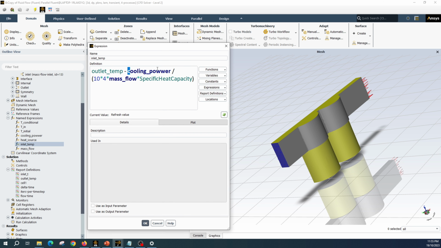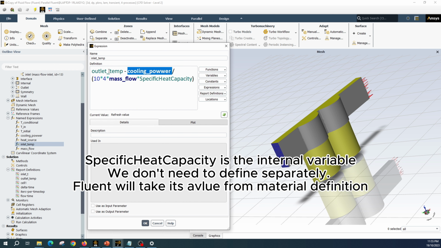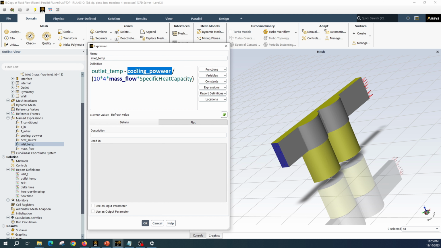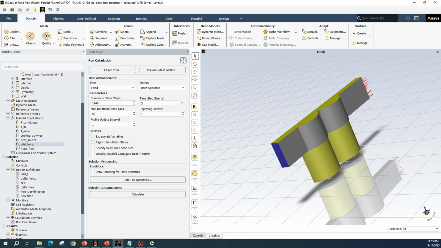Outlet temperature, cooling power divided by mass flow rate into specific heat, and everything subtracted from the outlet temperature. So that's how our inlet temperature is defined. You see, as soon as I have written this expression, everything has come into place. So we can click OK. So we have defined all of our expressions.